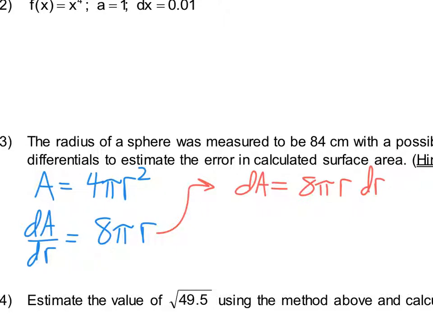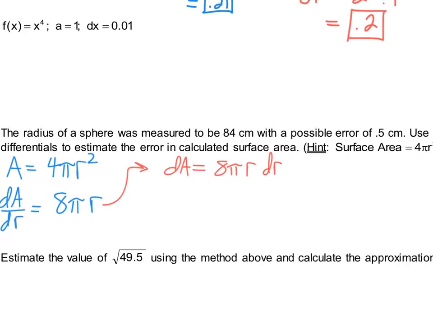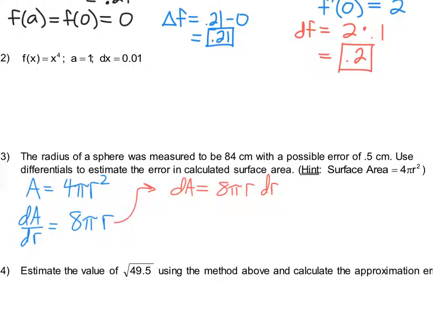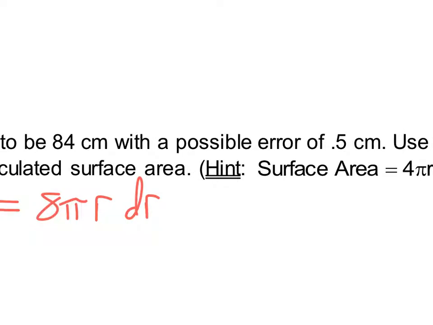So what I'm looking for is an estimate of the error in calculated surface area, right? So it's a multi-step thing because I'll actually have to figure out the absolute change, but for now we could figure out the estimated change. So they're telling us that the radius is 84, so I know what r is. A possible error of 0.5, so they're telling us what dr is. All right, so when they give us an error in a particular variable, that's the change that you're allowing. So this is r, and this is dr.